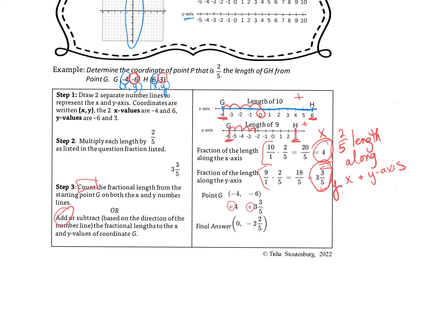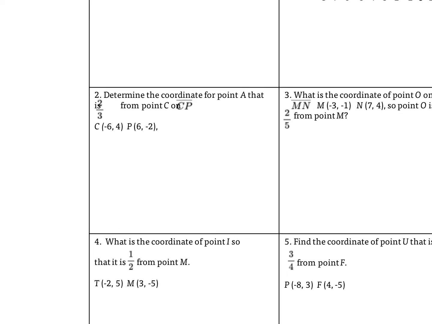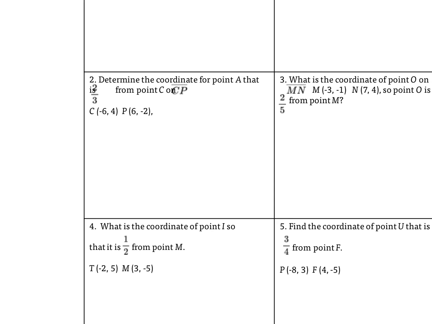Now let's take a look at another example where you might have to subtract. So question number 2, and I apologize for the misprint here and how it's formatted, but this will show you how in one instance we're going to add to our coordinate, and in the second we're going to subtract. So we want to find 2/3 along line segment CP starting at point C.